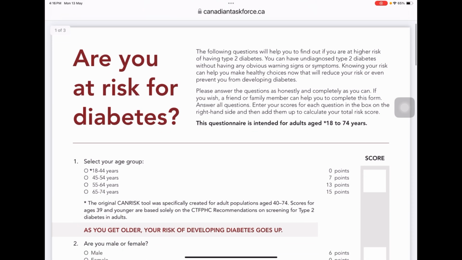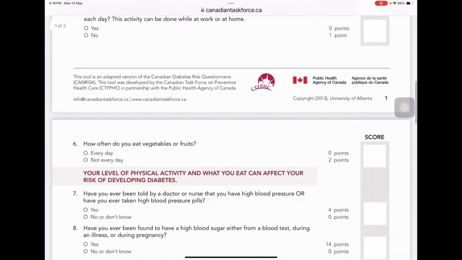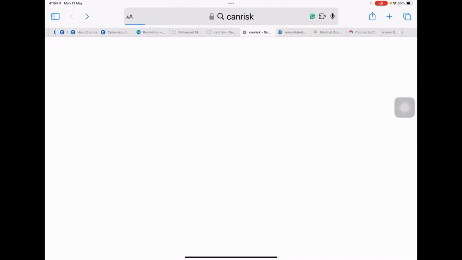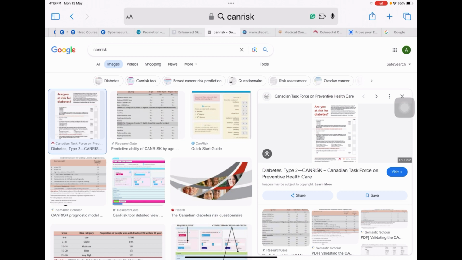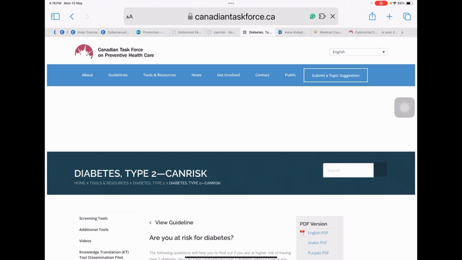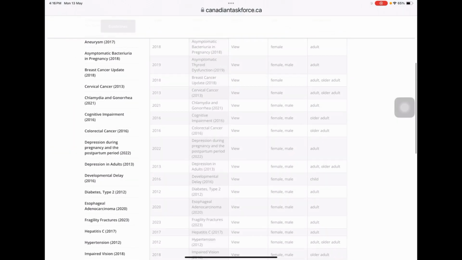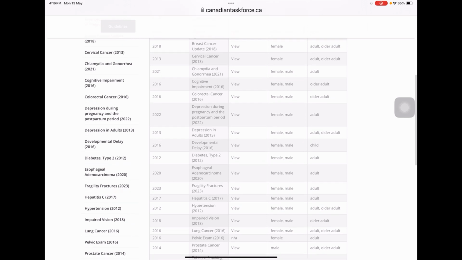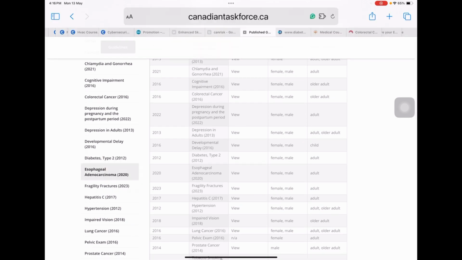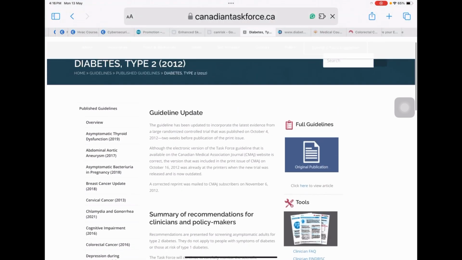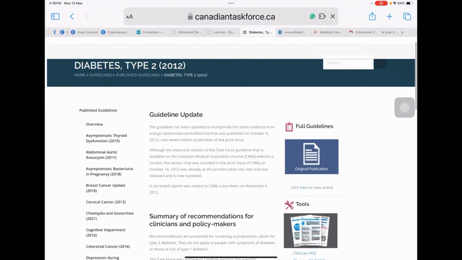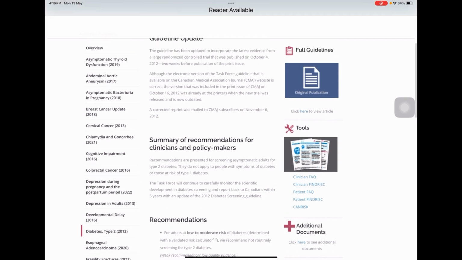Let's see this PDF. Questionnaire, yeah, that's the CANRISK questionnaire. Let's see if there's anything else on the task force that we should know. Okay, so that's how you do the objectives. Let's see the published guidelines. Is there anything for diabetes? Yes, there's one for diabetes. So this is the type 2 diabetes 2012 Canadian Task Force guidelines, right?